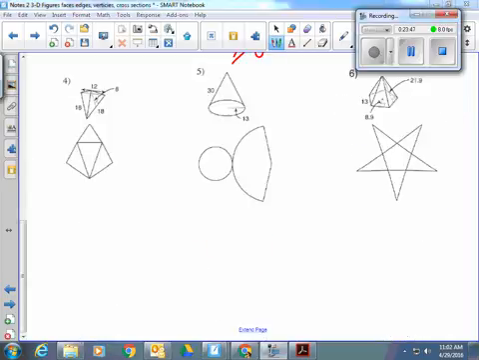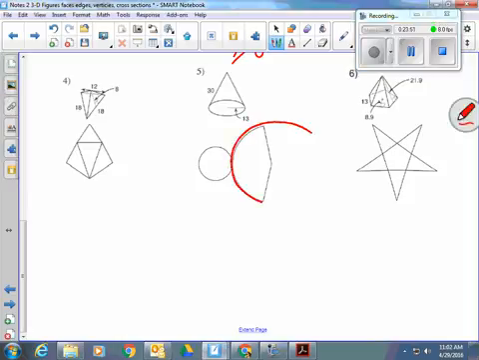Let's look at number 5. Just know that this shape right here could really also look like this. Okay, this piece can look a lot of different ways depending on the radius of the circle and how tall the cone is. What I really want you to notice is that this piece right here is nothing other than the circumference of this circle.